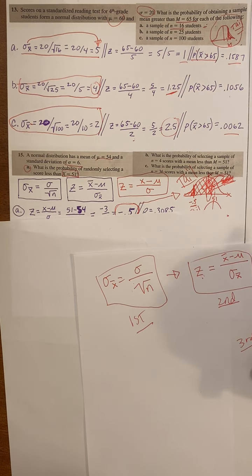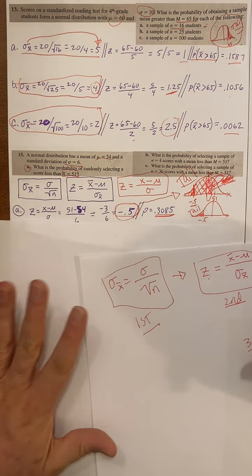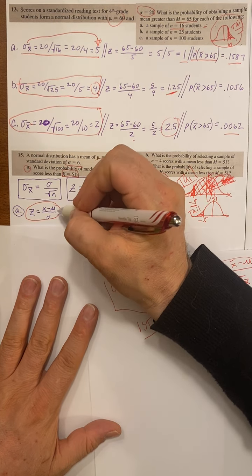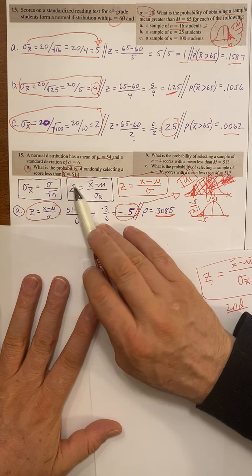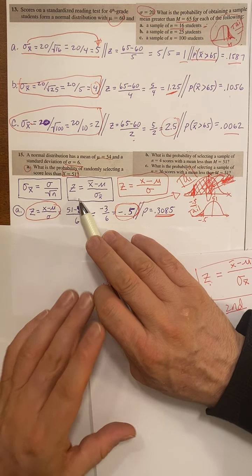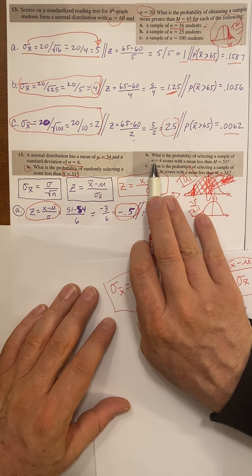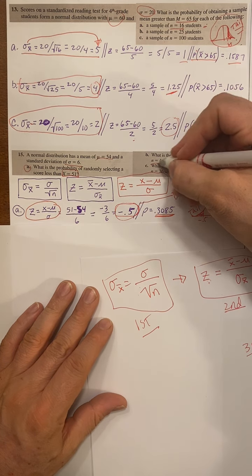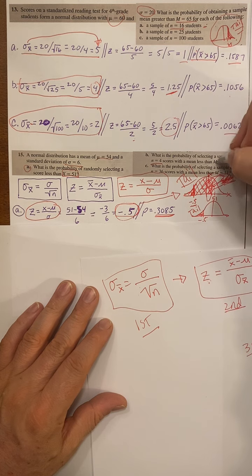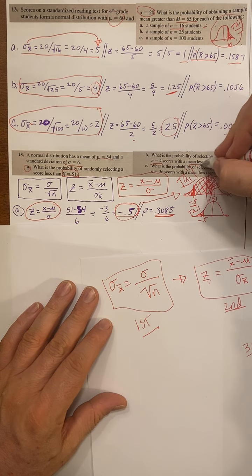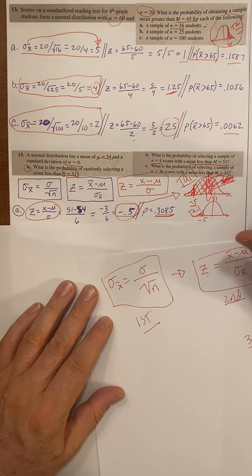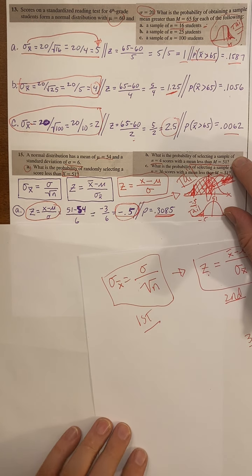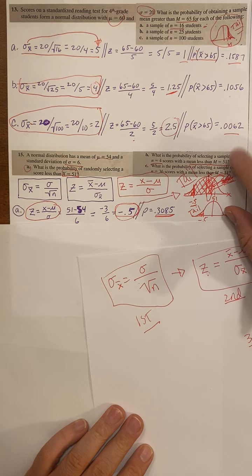For the rest of these, for B and C, now we're moving away from doing our old style Z. Now I think we're going to go back to doing these two. For B, it says, what is the probability of selecting a sample of n equals 4 scores with a mean less than 51? Okay, so now we're going back to this idea of talking about a distribution of sample means.